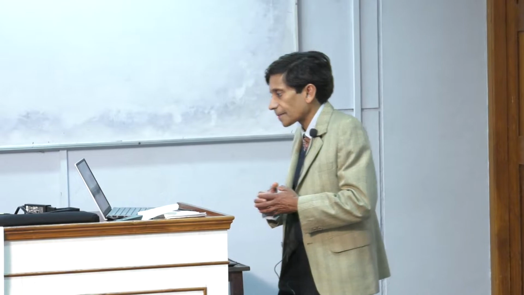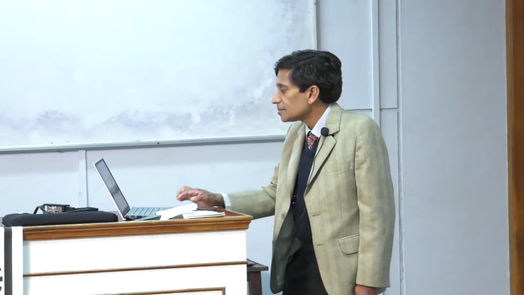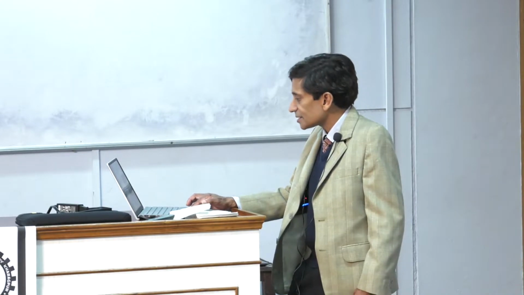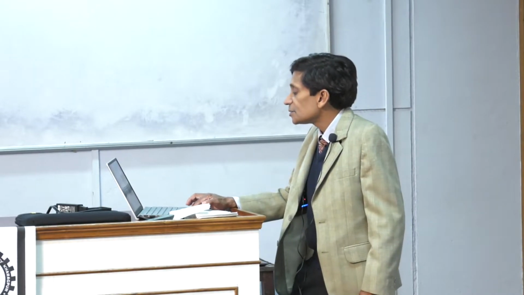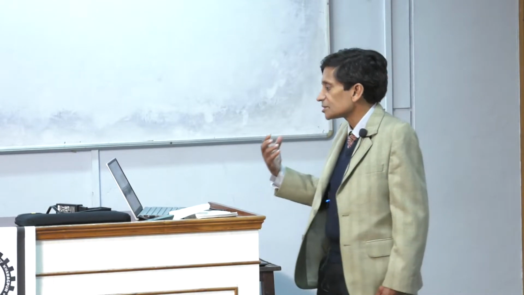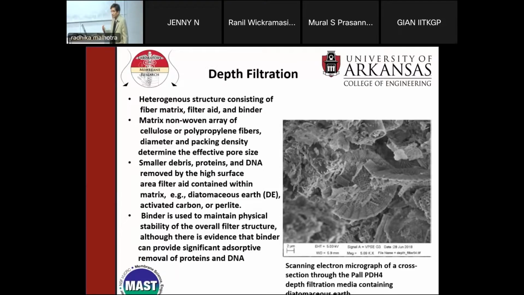So the smaller debris, protein and DNA, are removed by a high surface area filter aid contained within the matrix. So these are rather complex. They also contain things like diatomaceous earth, activated carbon, perlite, and that is used to absorb some of these contaminants.